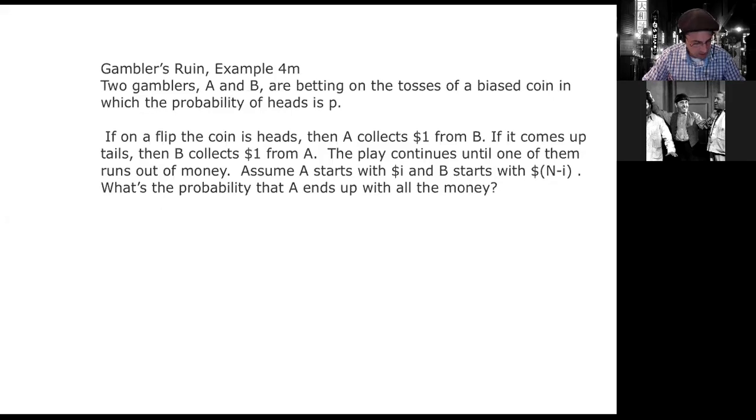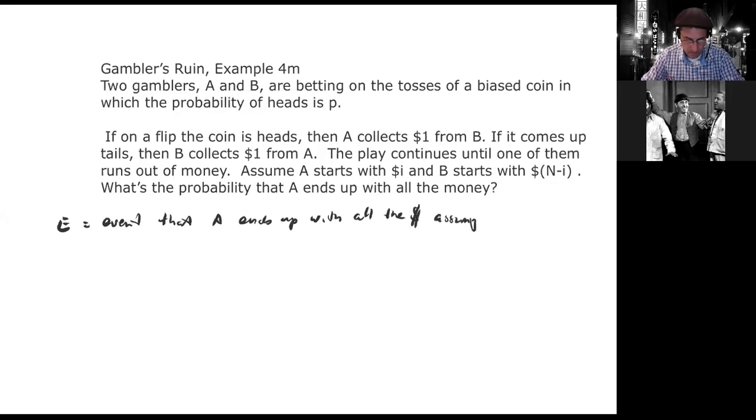Okay, so let E be the event that A ends up with all the cash, assuming A starts with i dollars and B starts with N minus i dollars.